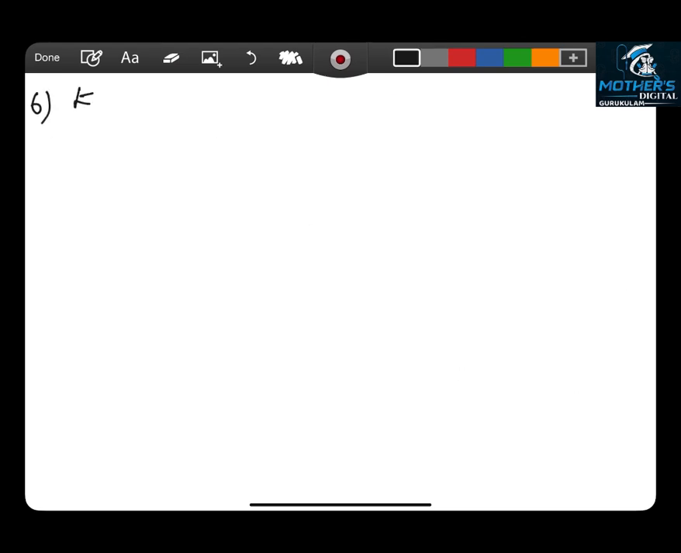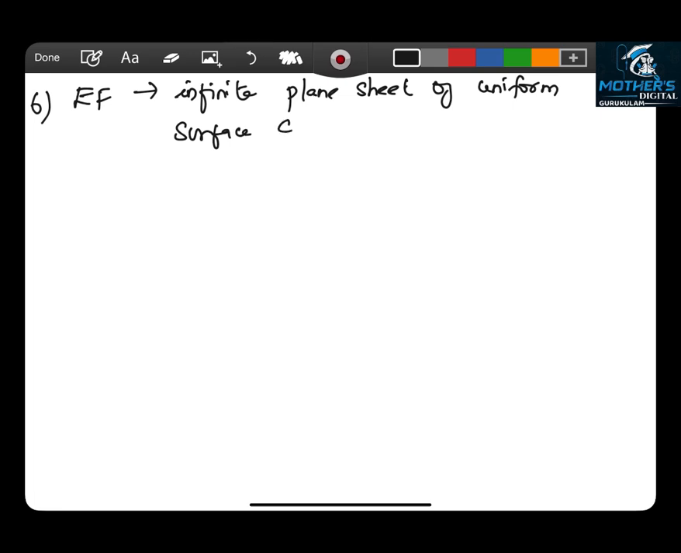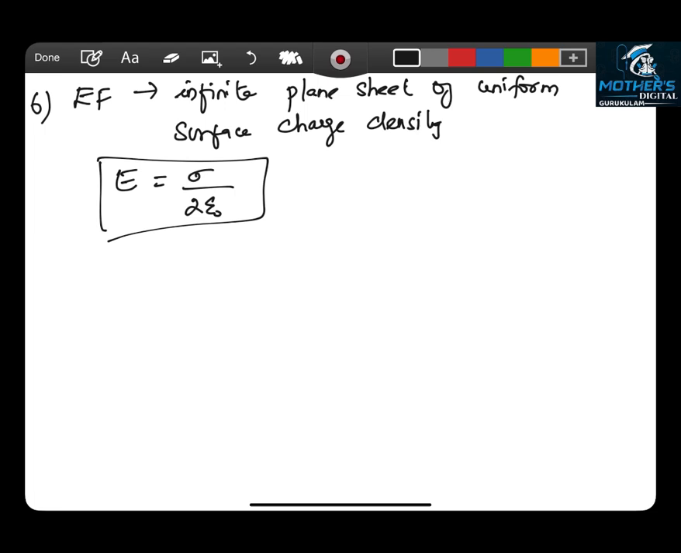So electric field due to an infinite plane sheet of uniform surface charge density. So E equal to sigma by 2 epsilon naught. These are the results from Gauss theorem, applications of Gauss theorem.